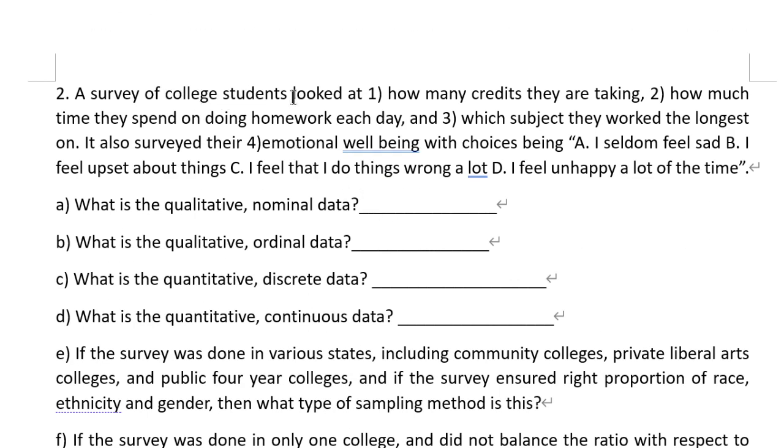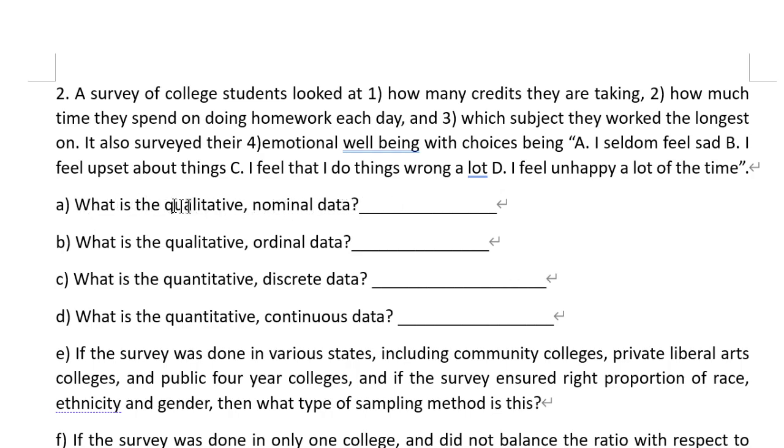Okay, next question. A survey of college students looked at how many credits they are taking, how much time they're spending on doing homework each day, which subject they worked the longest on. It also surveyed their emotional well-being, with the choices being A, I seldom feel sad, B, I feel upset about things, C, I feel that I do things wrong a lot, D, I feel unhappy a lot of the time. Okay, so first question is, what is a qualitative nominal data?